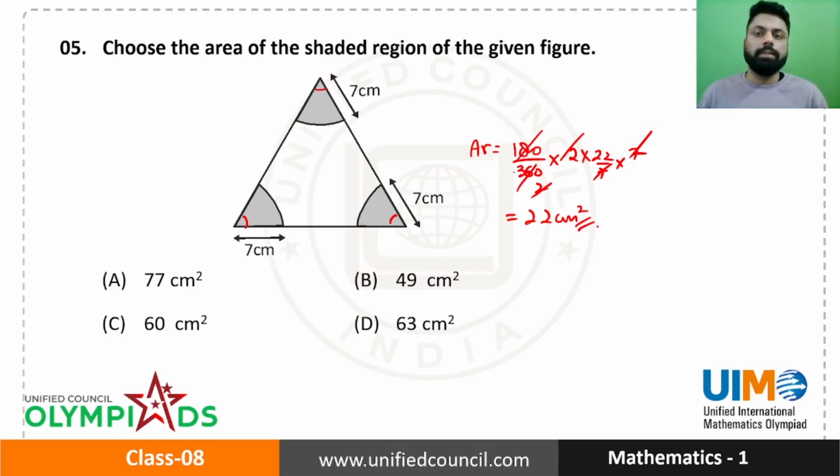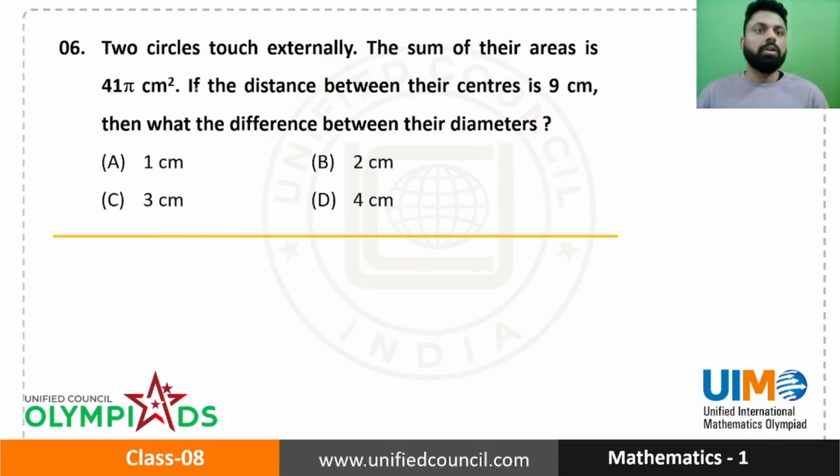7, 7, 7. Okay, this is not 2 pi r. This is pi r square. So this will become 11. So this is 77 centimeter square. A option.